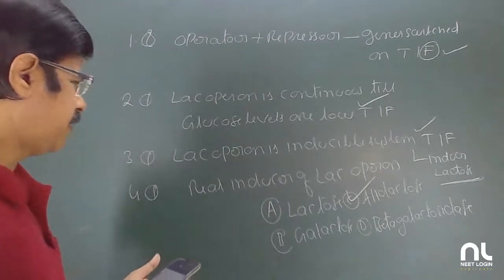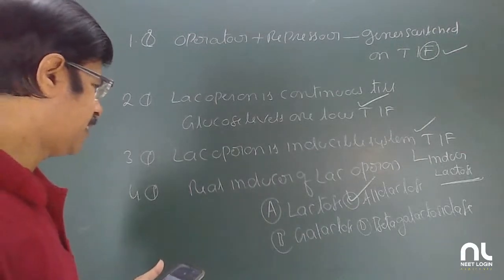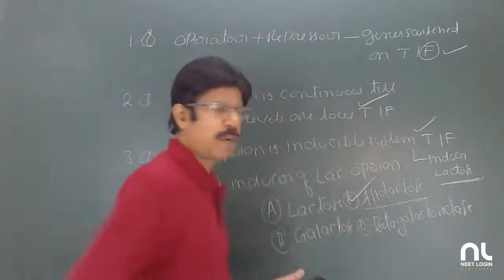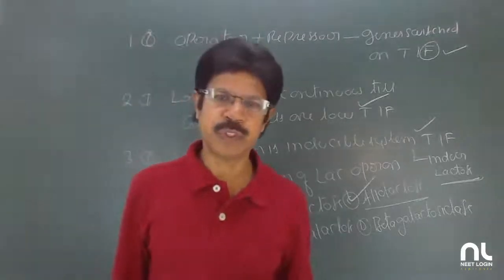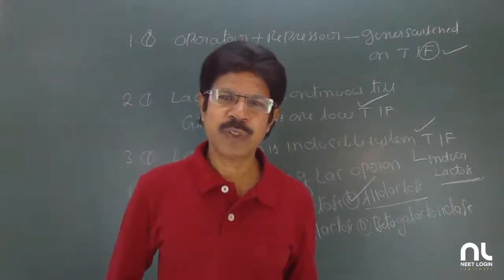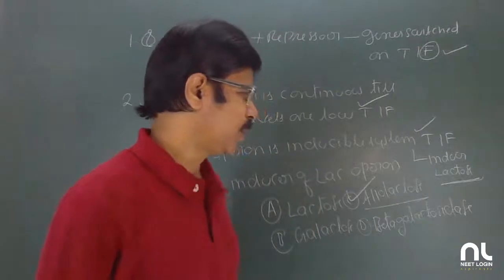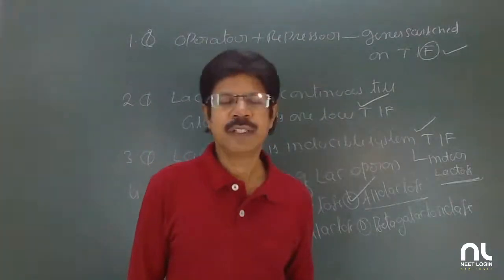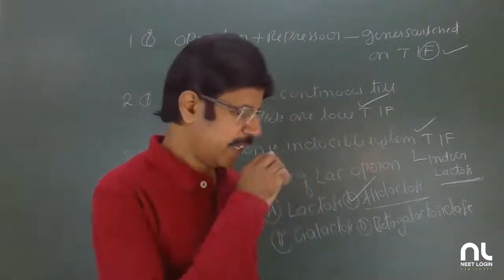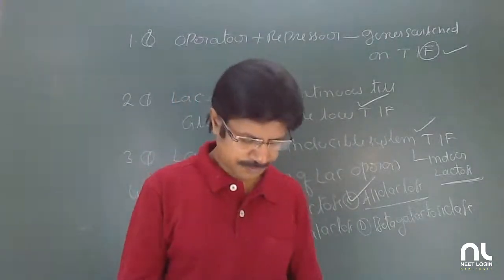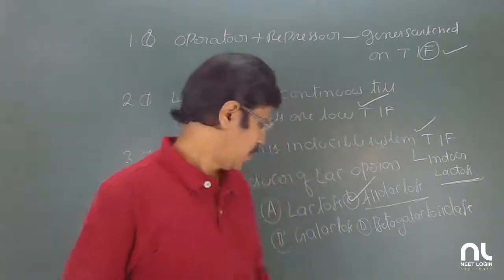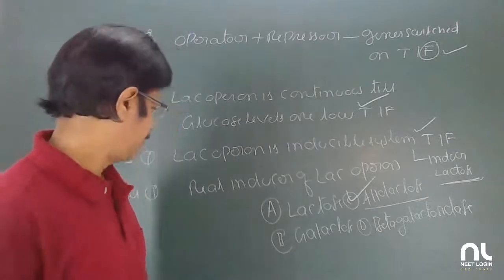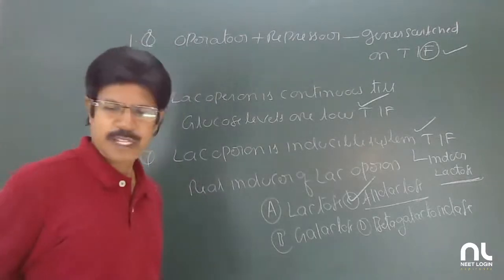Fourth question, real inducer of lac operon. It is allolactose, the isomeric form of lactose. When lactose and allolactose are both given, the best option is allolactose. If allolactose is not mentioned in the options, we have to take lactose. Option 4C, right? That is allolactose. Okay. Real inducer of lac operon: allolactose.